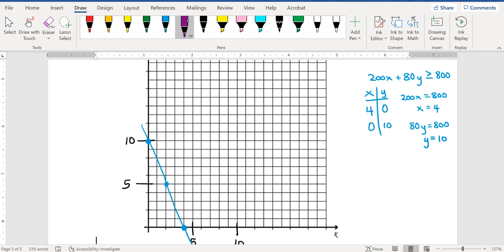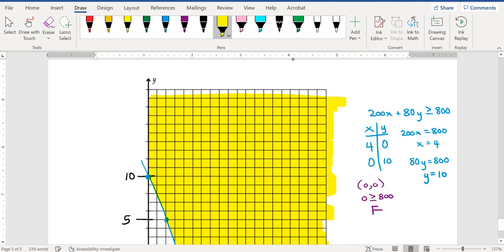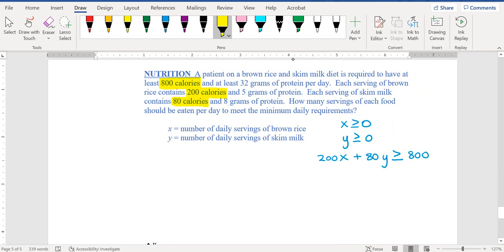Now, test point, 0, 0. Is 0 bigger than or equal to 800? No, so that's false. I do not want to shade 0, 0. So I am shading this part. All right, there's that one. Now let's go do the grams of protein.